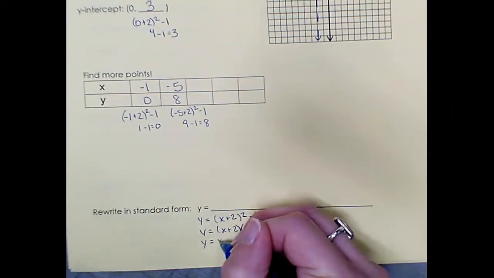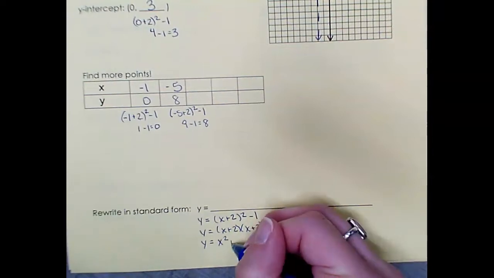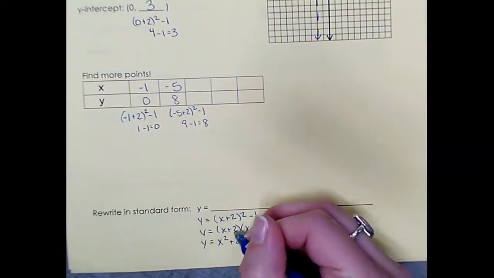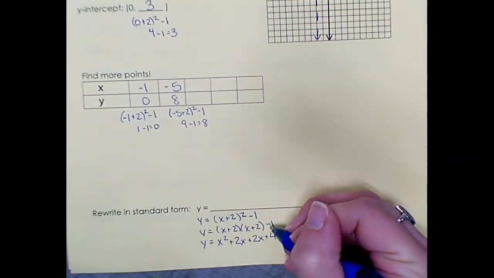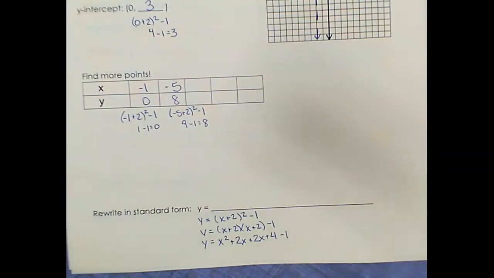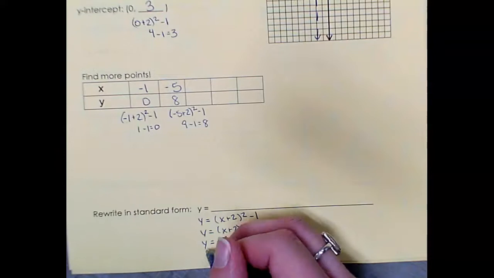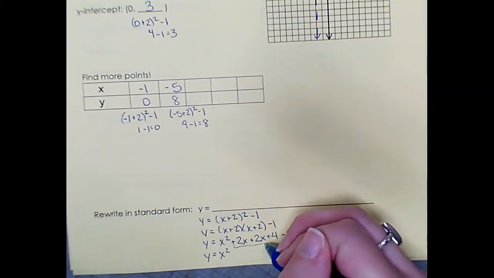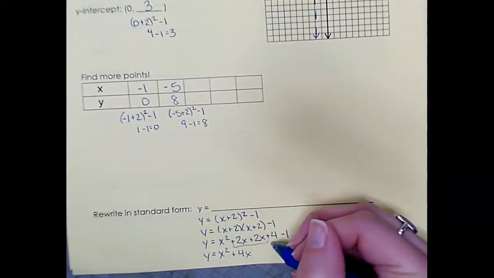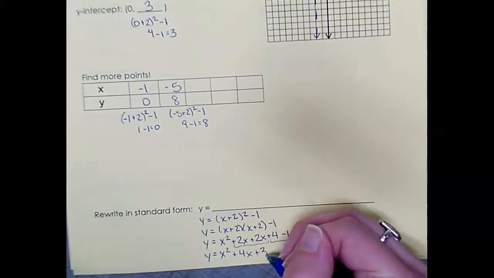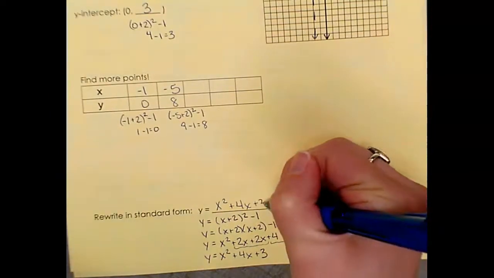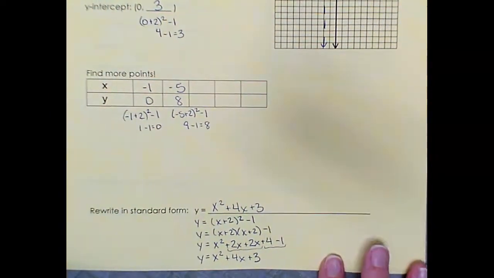X times x is x squared. X times 2 is 2x. 2 times x is another 2x. And 2 times 2 is 4. And I still have that minus 1 hanging out there. So my standard form, if I combine my like terms, is x squared plus 4x plus 3, which is exactly the previous problem. So notice how you can rewrite these several different ways.